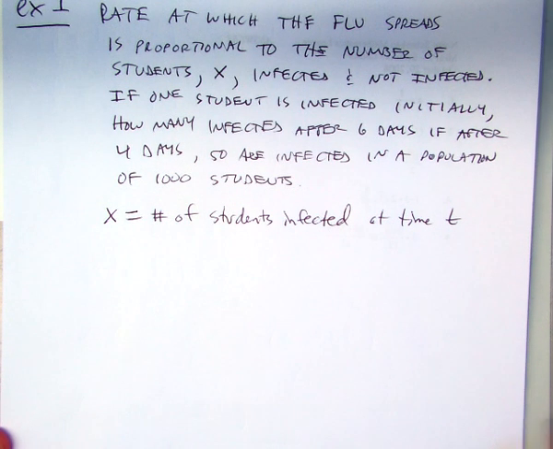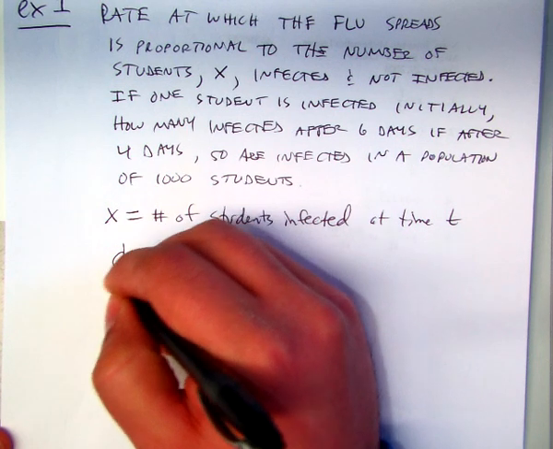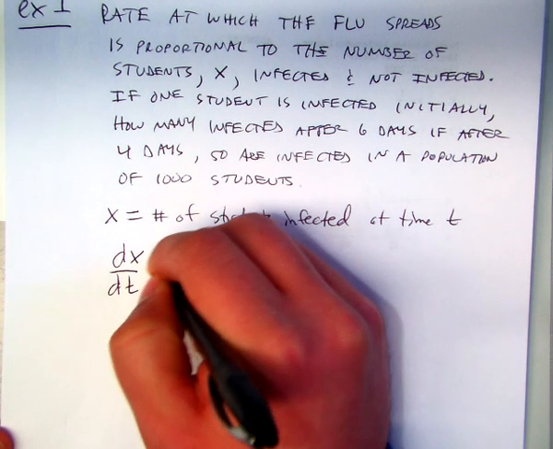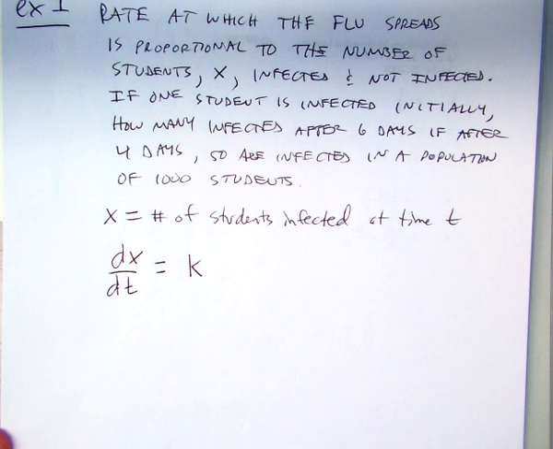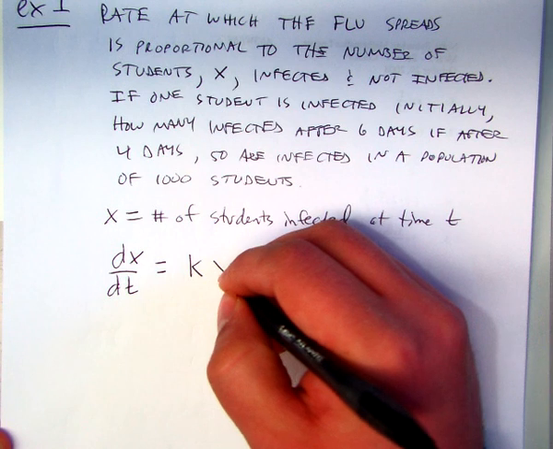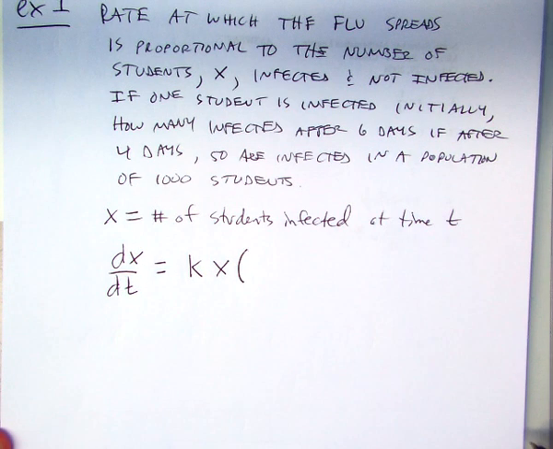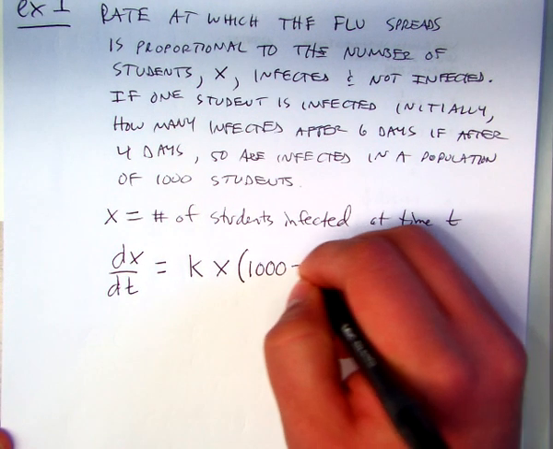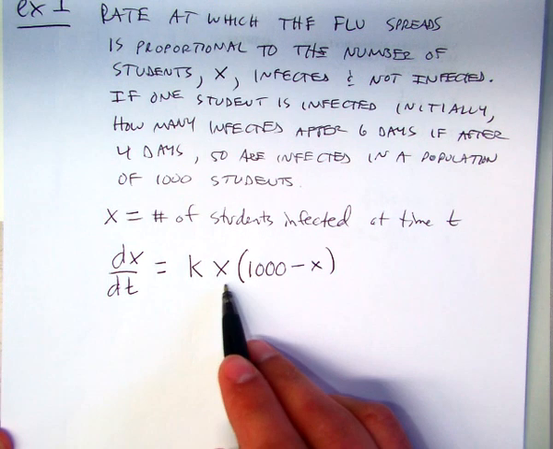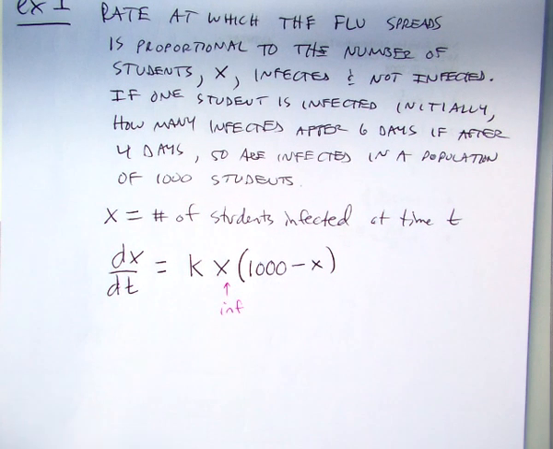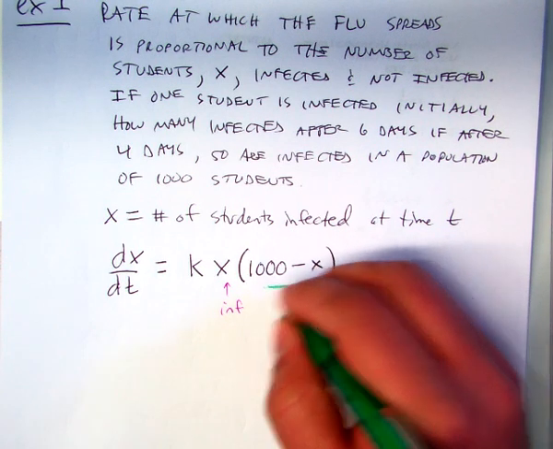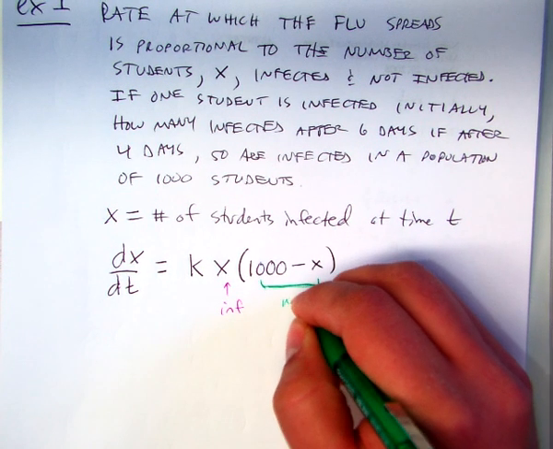And we know that the rate at which people get infected, which is dx/dt, is proportional to two things. It's proportional to what? Which is? And? Very good. So, this is the amount infected, and this is the amount not infected.